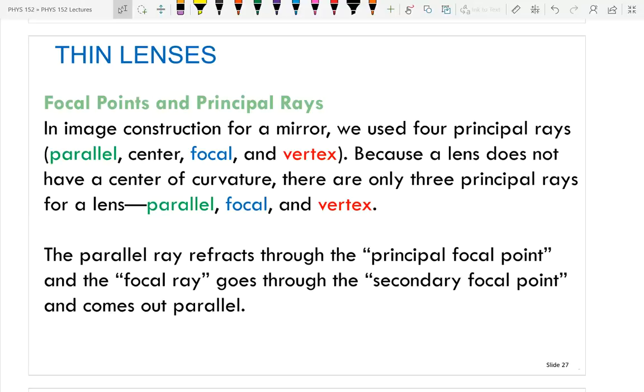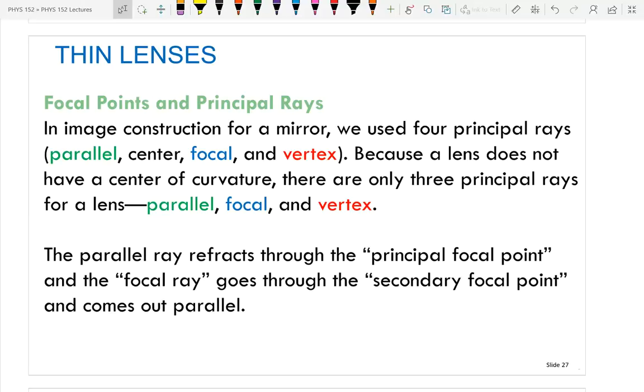Parallel. It's going to come out parallel to the principal axis. Remember, parallel in goes through the focal point. So going through the focal point is going to come out parallel. And so we call that one the focal ray. Now, two rays is technically enough to find where your image is formed. But we always use a third one for redundancy to make sure we didn't make a gross mistake.